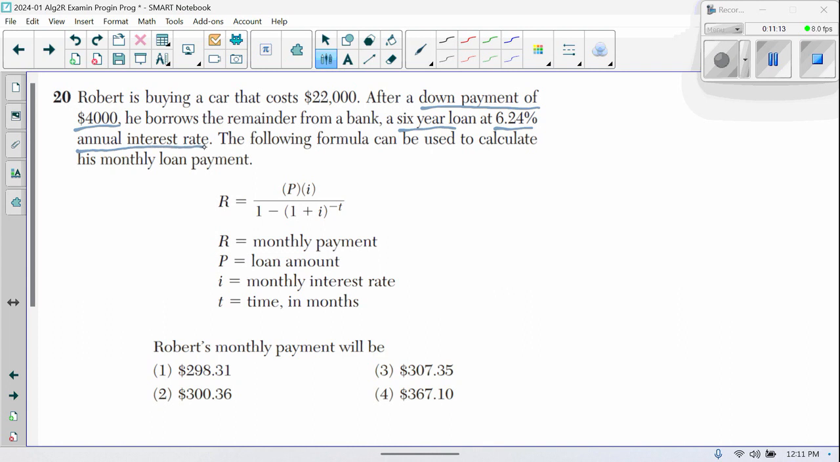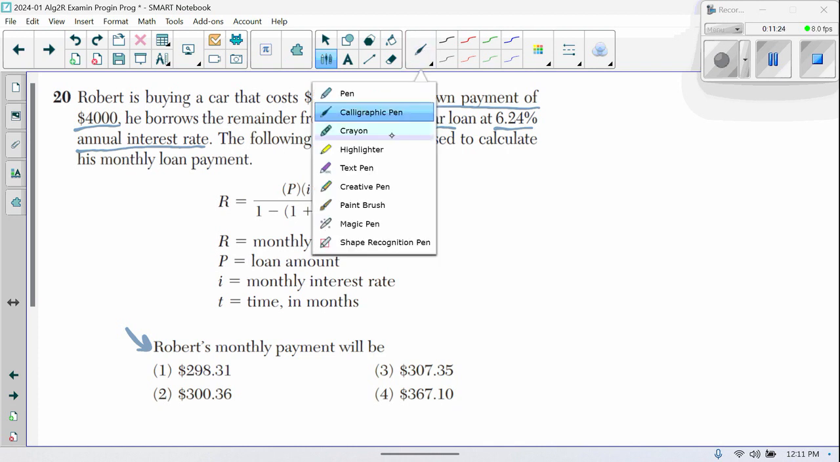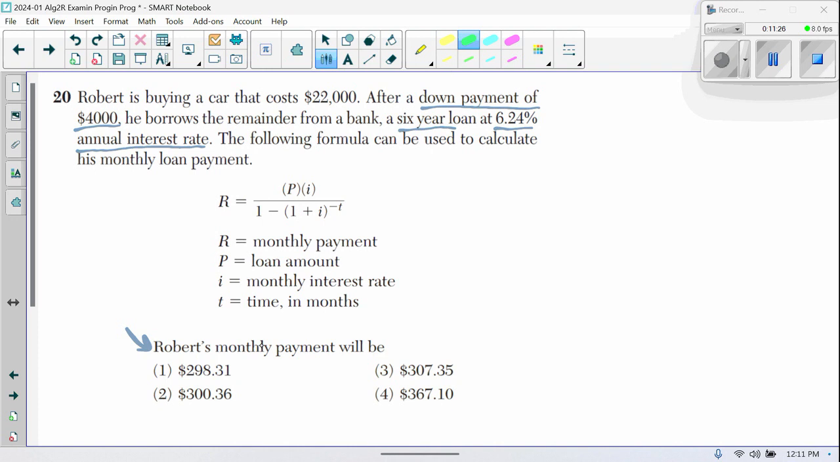The following formula can be used to calculate his monthly loan payment. So they give us this equation. I'm going to skip down to the bottom here and say Robert's monthly payment will be. So I need to find the monthly payment. R is the monthly payment. So this is what I don't know. I should be given everything else.